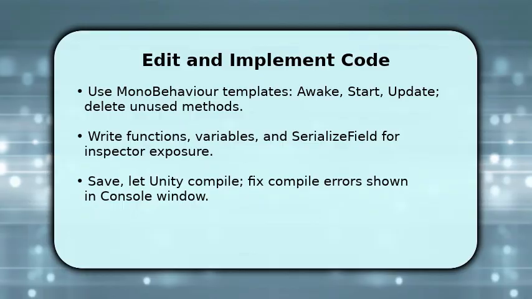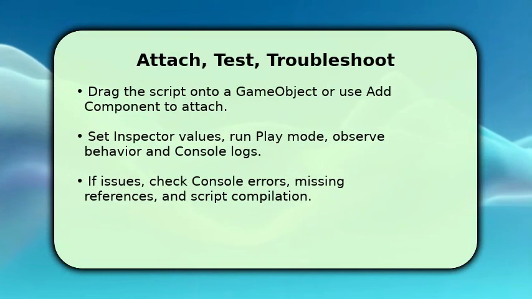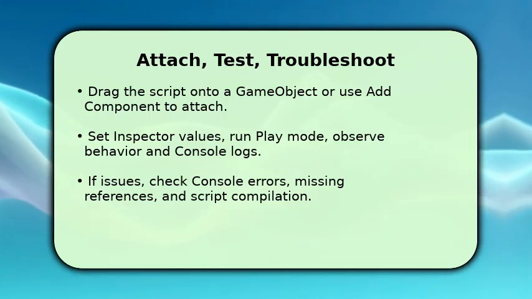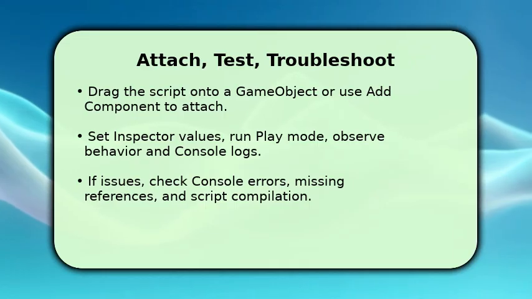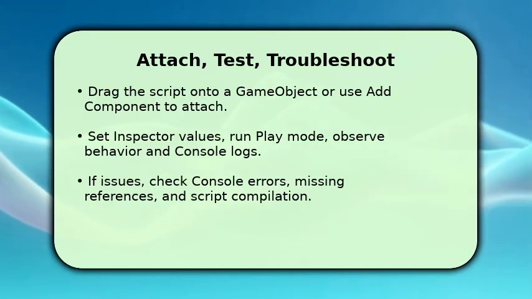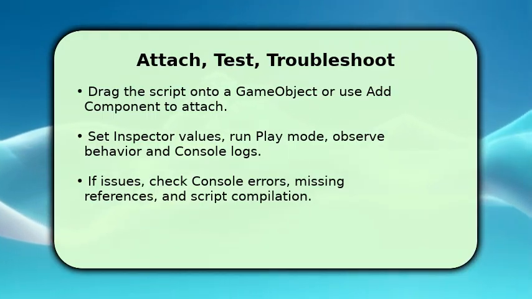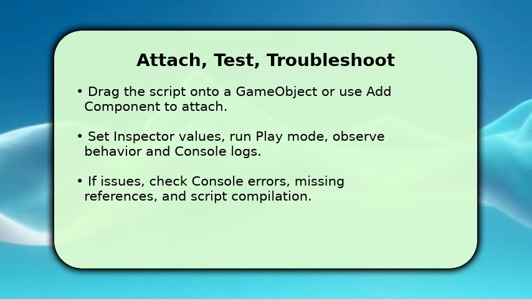Finish by attaching the script to the appropriate game object. Drag it onto the object or use Add Component and select your script. Populate exposed fields in the inspector and press play to test behavior. Use Debug.Log for quick runtime checks. If something fails, stop play, inspect the console for errors and warnings, and verify references, null fields, and component dependencies.